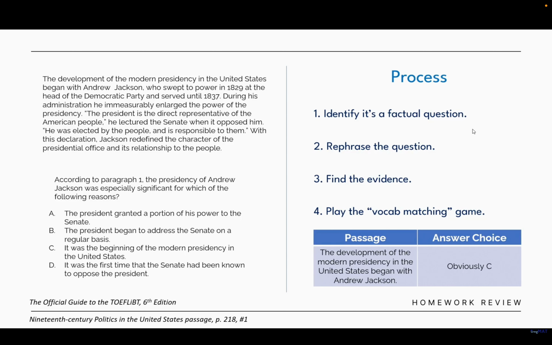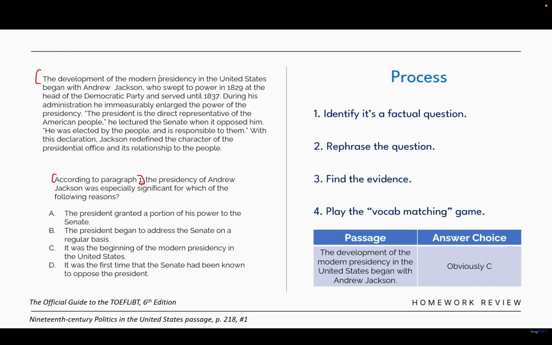So I'll do the first one together. With a factual question, you first want to identify it's a factual question. I know that because of the phrase according to paragraph 1. Right there, according to paragraph 1. Okay. So then what I like to do is rephrase the question. The presidency of Andrew Jackson was especially significant for which of the following reasons? If I'm going to rephrase that, I'm going to say, why was the presidency of Andrew Jackson important? Why was it important? So let's go find the evidence.